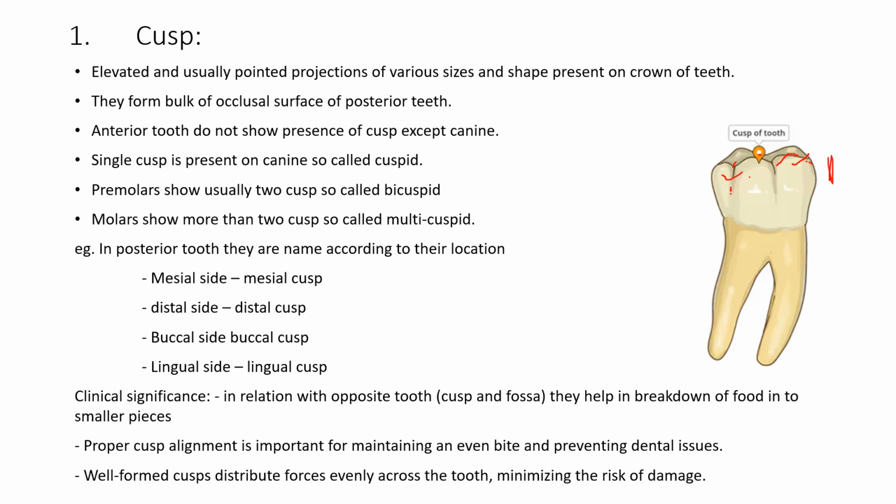Well-formed cusps distribute forces evenly across the tooth, minimizing the risk of damage. Whatever forces occur on this tooth during mastication are evenly distributed on the tooth. If there is a force only on one side, there are chances of fracture. So the cusp distributes the force evenly on the tooth and minimizes the risk of damage.